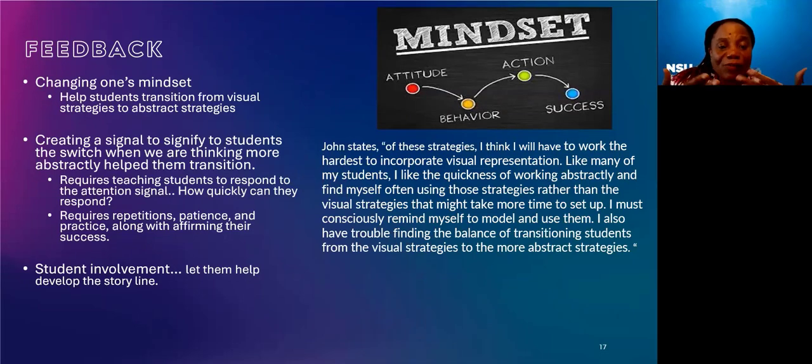He's getting some sort of transparency here so that others can see what is happening and that he's not setting himself up as any judge against them not being able to do it. And so he talked about this, that I also have trouble finding the balance of transitioning students from visual to more abstract. For me, I say it requires teaching students to respond to the attention signal. That's when you're using those few things. That's when you want to make the switch.